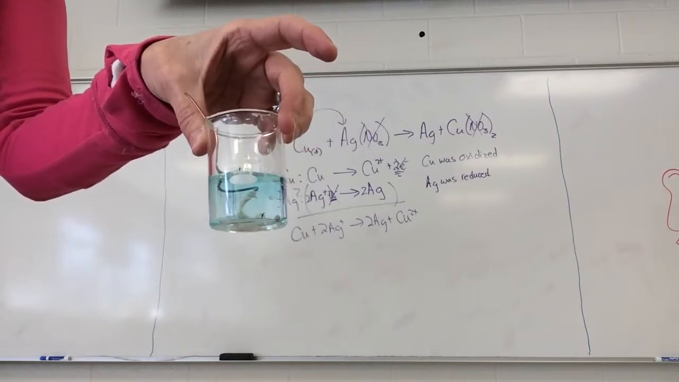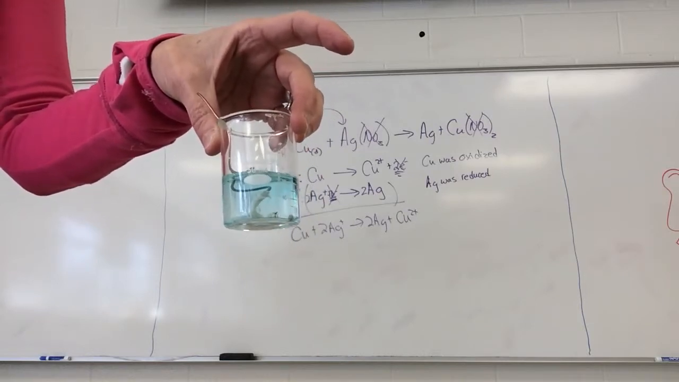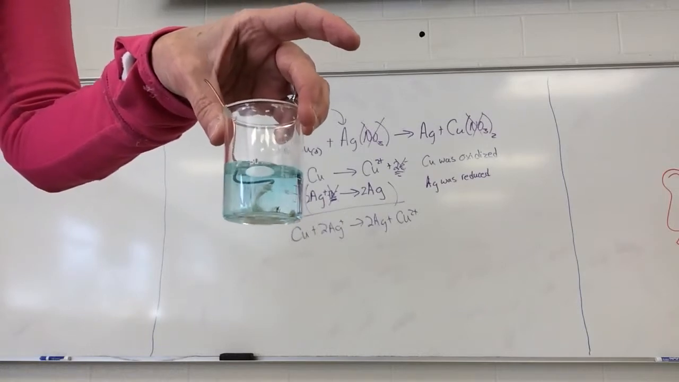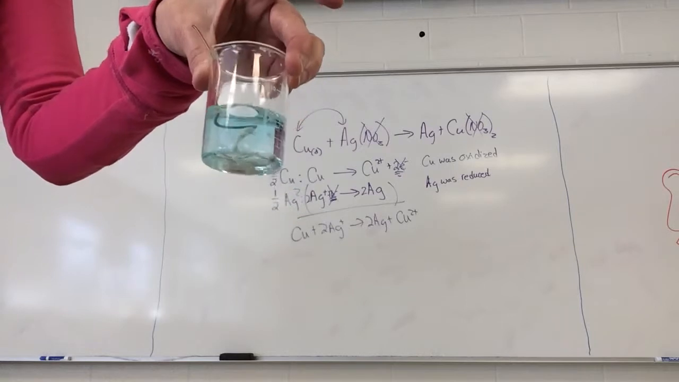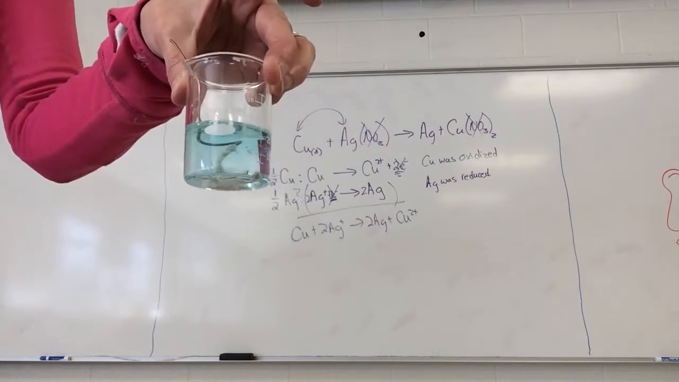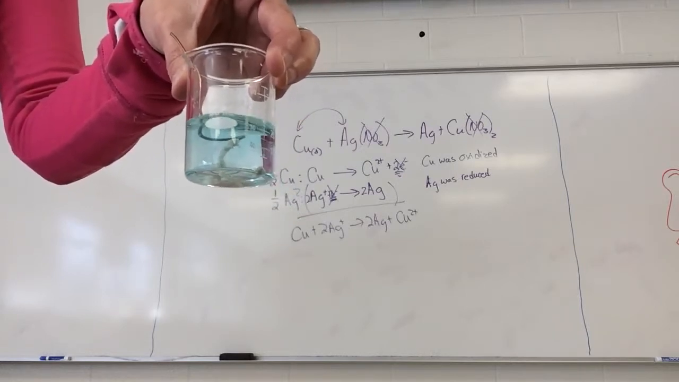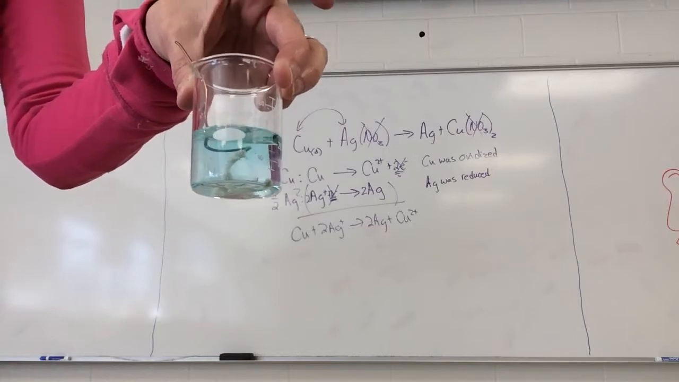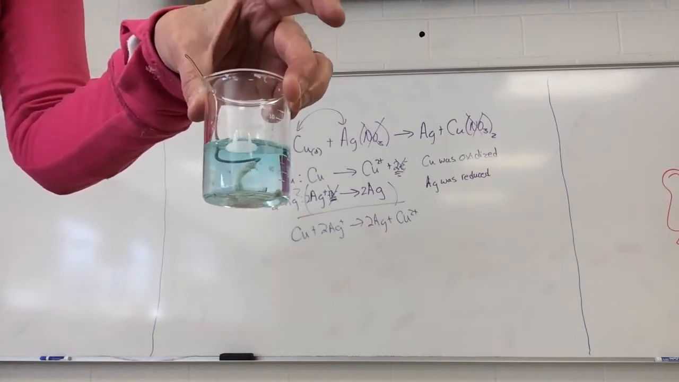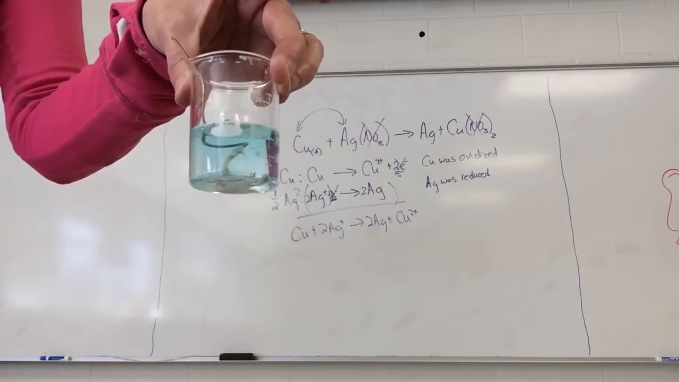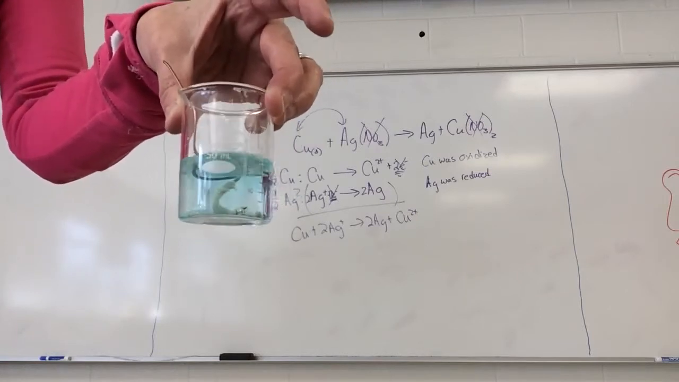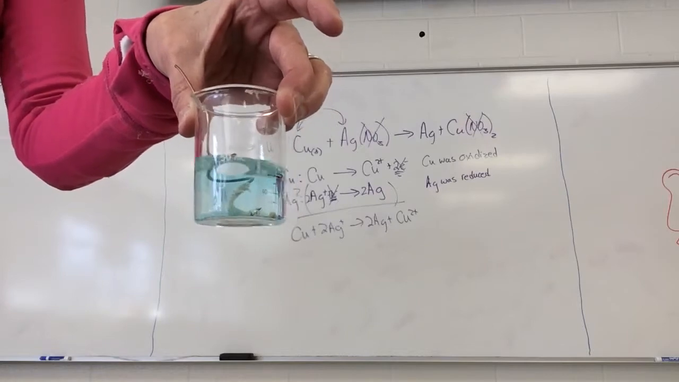So we can see there's several evidences that something is going on, all right? If we were to mass the copper, we would see it lost mass. If we were to say, well, there's another metal that appears to be plating out, and our solution went from colorless to a pale blue. So there's several evidences. If we were monitoring the temperature, we could probably even see if this process was exothermic or endothermic.